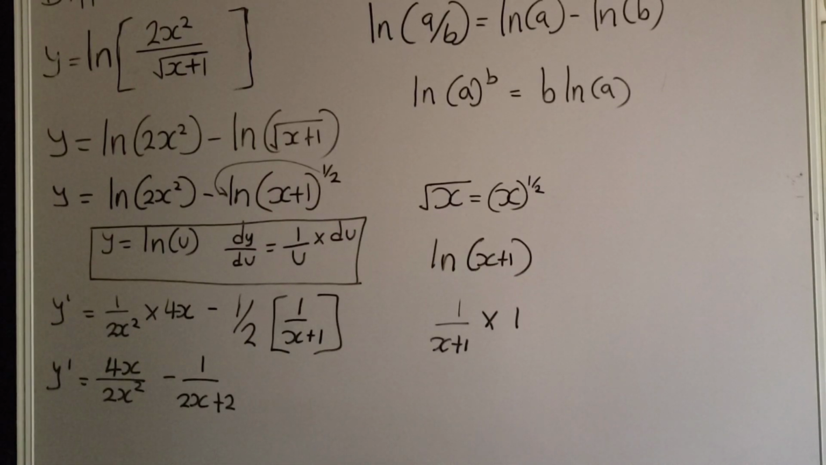So for me, I'm just going to leave my answer like this, but you can proceed to solve. I've already reduced it. You can simplify this further. You understand what I'm saying? So the derivative of y equals the natural log of 2x squared all over the square root of x plus 1 is 4x all over 2x squared minus 1 over 2x plus 2. Thank you very much.